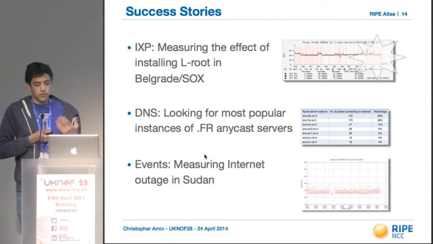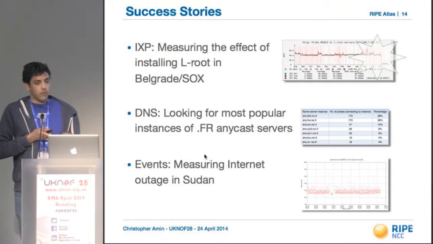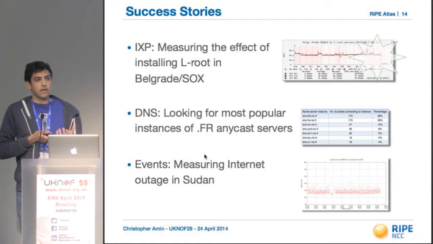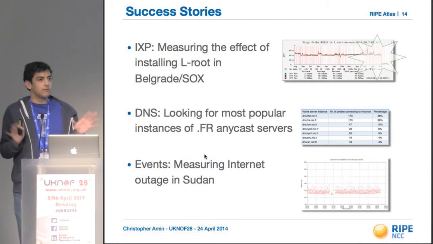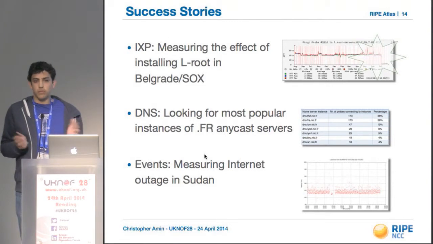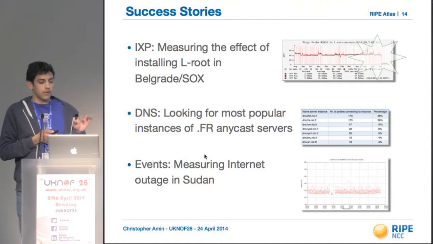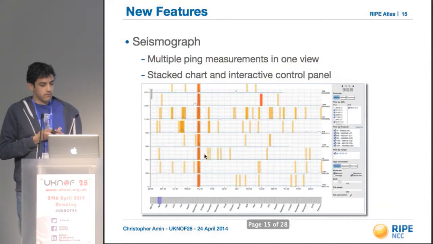You can look at all kinds of information about the instances for Anycast servers, and one of the more interesting parts of this is that whenever there's an outage, we can provide IP level analysis of what happened when, and what effects there were on all the various probes around the world, including there in Sudan.